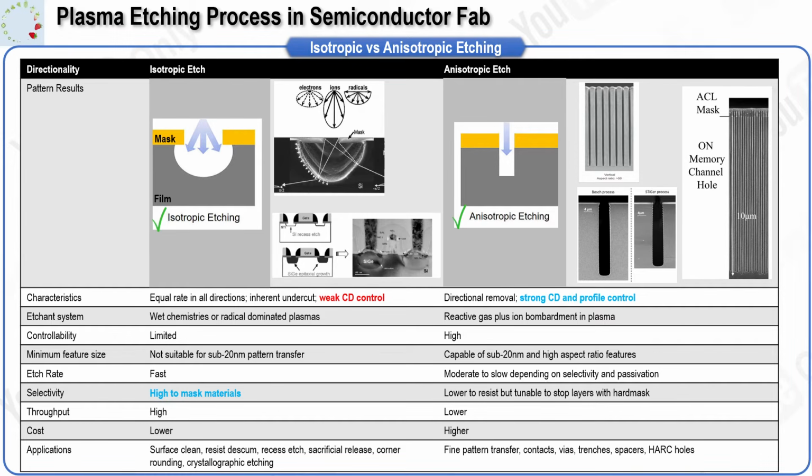Use isotropic etching for surface clean, resist descum, recess etch, sacrificial release, and intentional corner rounding or crystallographic shaping. Use anisotropic plasma etching for fine pattern transfer, contacts, vias, trenches, spacers, and deep memory channel holes where aspect ratio can approach 60 with a durable hard mask. That is directionality in practice: lateral removal for speed and selectivity when shape is not critical, and vertical removal for the precise features that make the chip work.